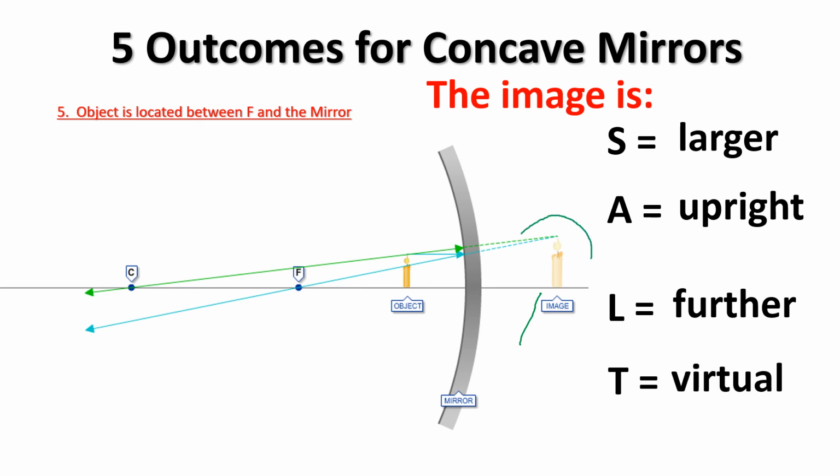And so anything in the virtual world here, you can see we've got dotted lines. Our image isn't really solid. It's just meant to represent an image that's inside the virtual or the mirror universe. Those are your 5 outcomes.